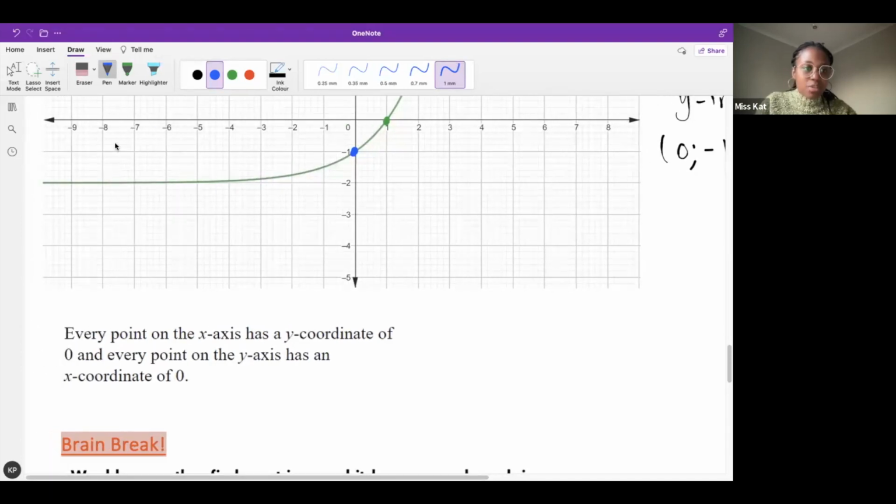Okay, so we've established this already, right? Every point that is on the x-axis has a y-coordinate of 0, and every point that is on the y-axis has an x-coordinate of 0. I've said this over and over. I think we know.